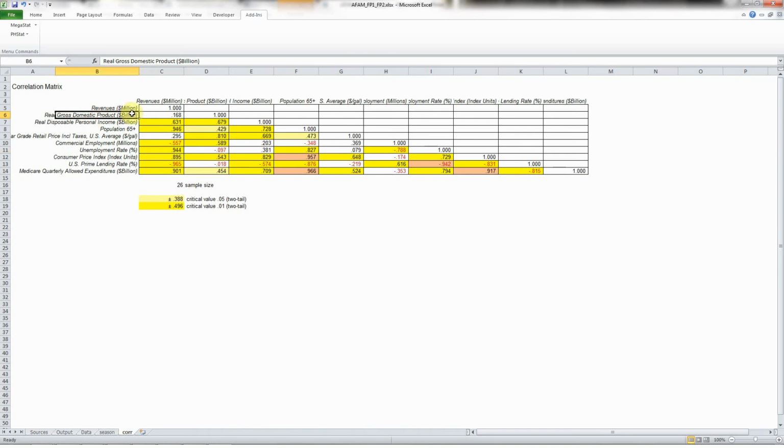So looking at real gross domestic product, I see it has a pretty miserable correlation with revenues, 0.168, not even significant. That's not going to really contribute much to my model, so that's a good candidate to drop. Then I have the prime lending rate at minus 0.96, very strong, and monthly quarterly allowed expenditures, very strong. So those are probably better to keep in there.